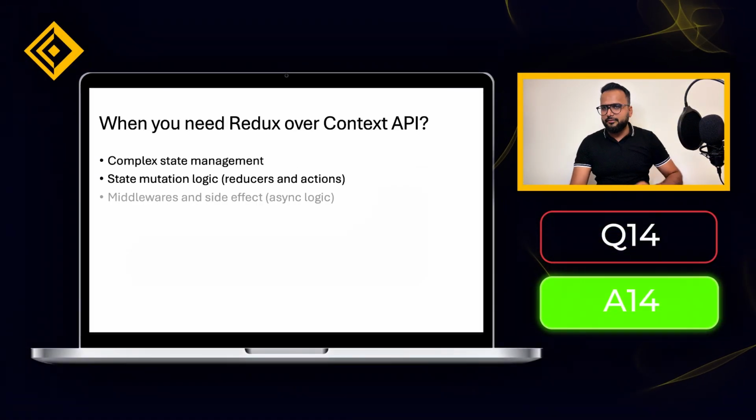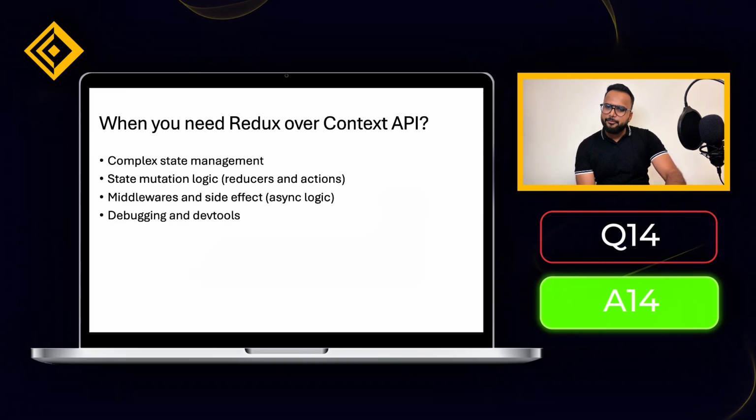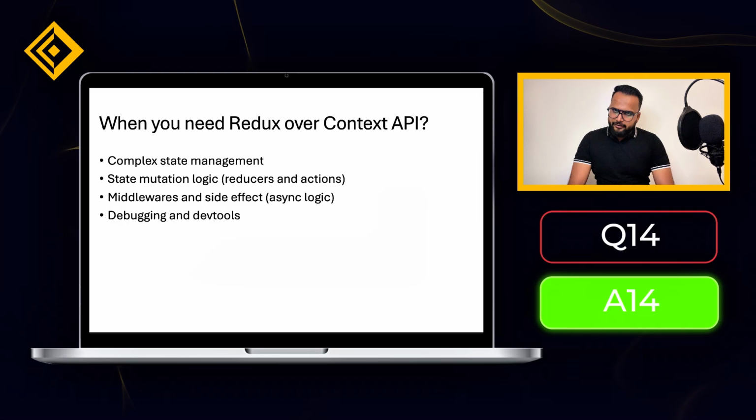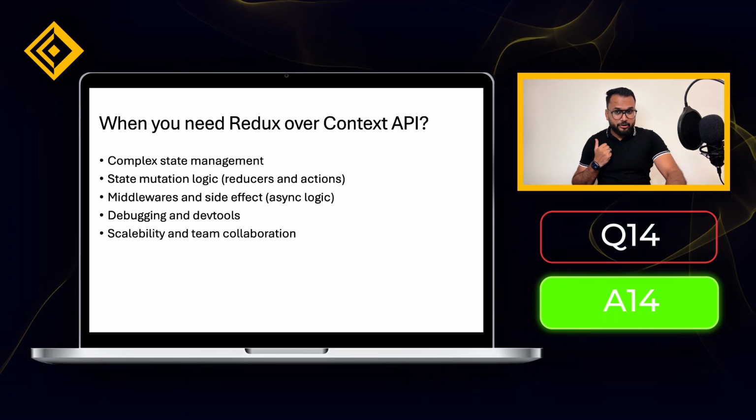And sometimes in a large scale application, there are certain functionalities of Redux you will always require, like Redux thunk for async operations. For that, you always need it. State mutation logic is another example, and then middlewares and side effect async logic, as I told you a few minutes back. Then debugging and dev tools. There are some dev tools available with React Redux also. Use dev tools to identify if you are encountering any kind of problem in your program. After that, scalability and team collaboration. You can go with a module-based Redux system. It will help you to collaborate with your team in case of any kind of state you are managing in that.